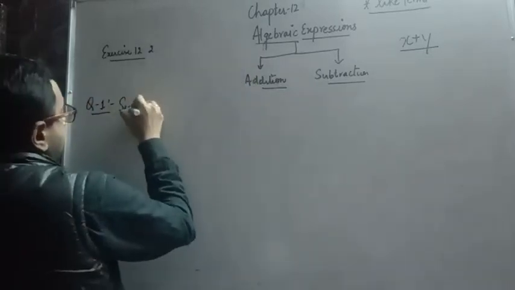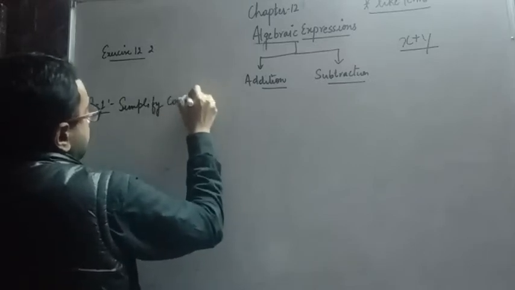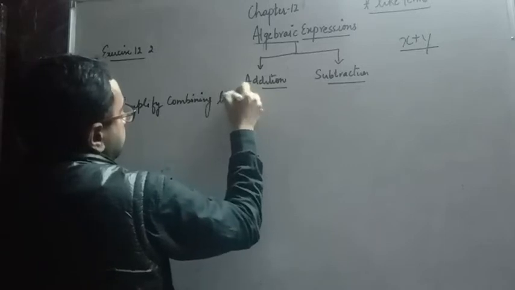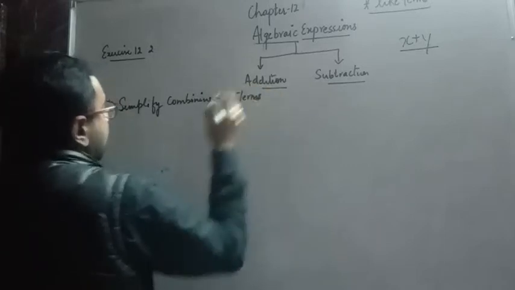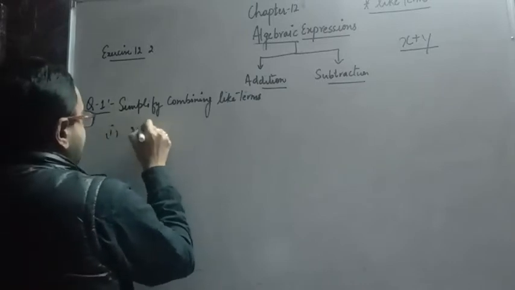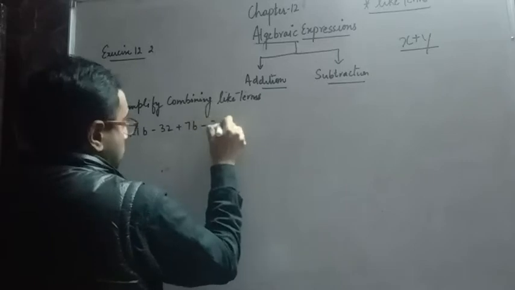So, simplify by combining like terms. That is what the question is. Let's do it. First part: 21b minus 32 plus 7b minus 20b.